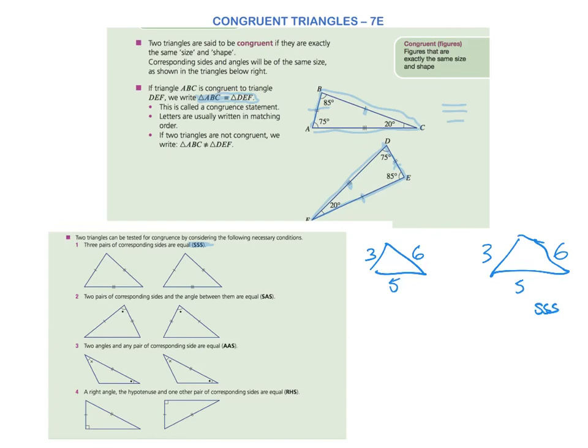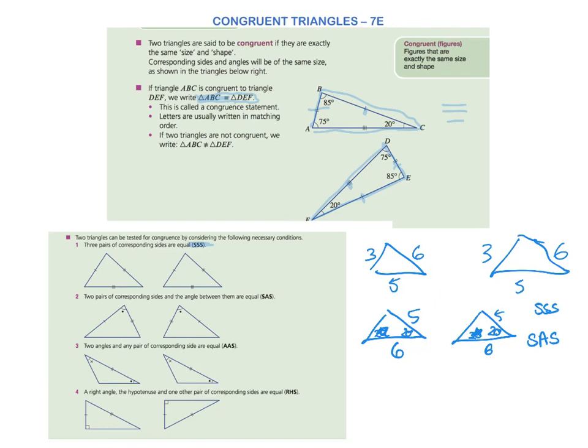The next one is that you can say it if you have two sides that are the same and the angle the same. Say this is 5 and this is 6, and you knew this is 20. If you've got that, you can write that that is side, angle, side. Actually, it has to be the angle between them, so this angle here. If it's that, you can say that.